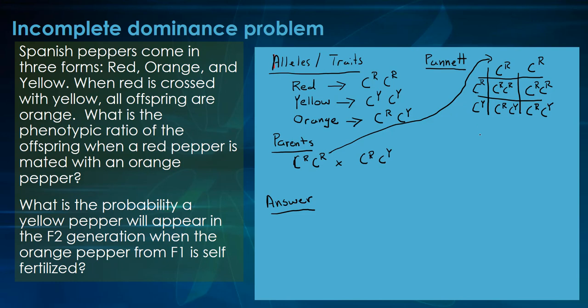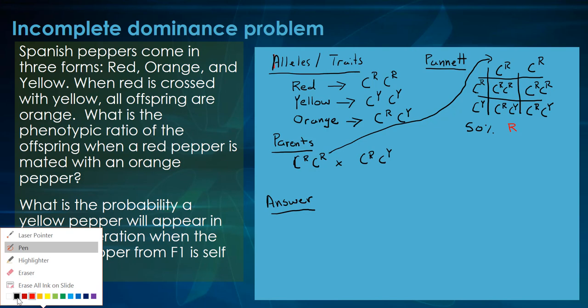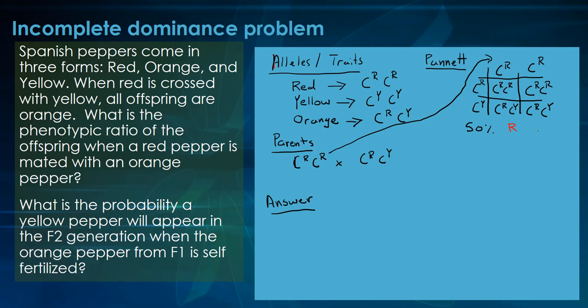Well, I can write that over here. I'll fit it into an answer in a second. So we've got 50% of these offspring are red and 50% are orange. Okay, continuing. So looking over here, 50% of these offspring are going to be red. We'll just have a red R. Really cool. And 50% of these are going to be orange.